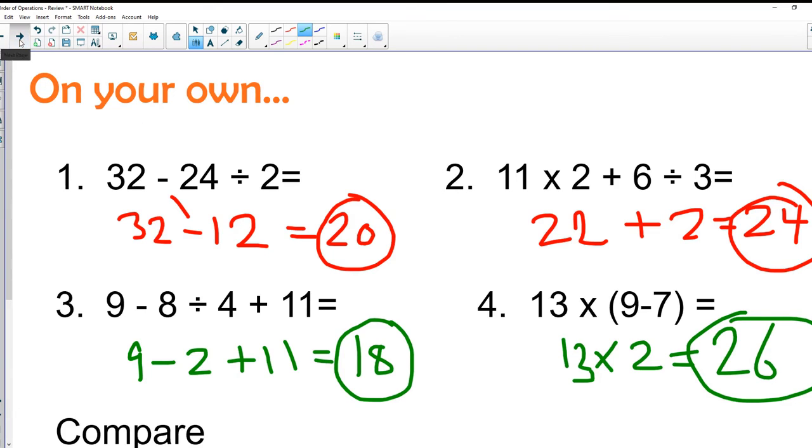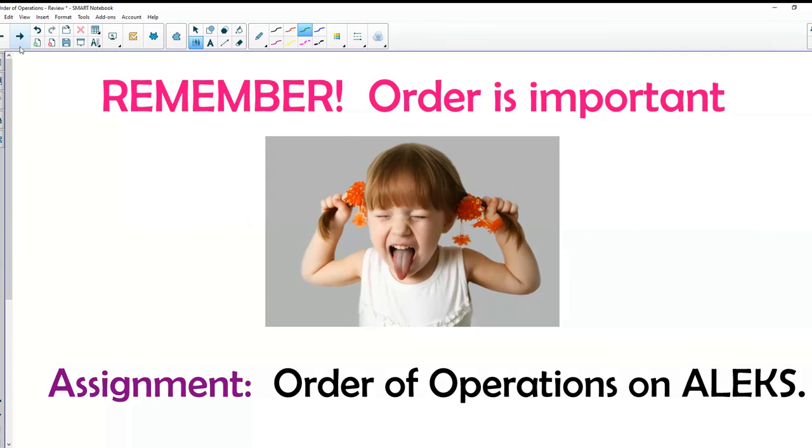So remember, the order is important. So our assignment is order of operations on Alex. Thank you very much.